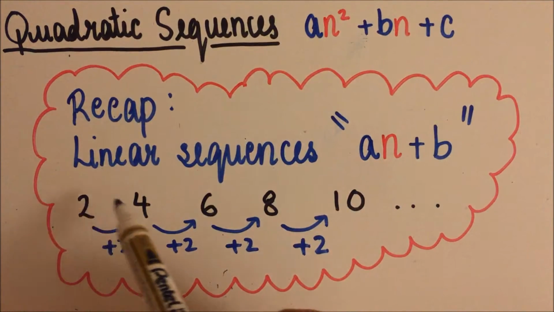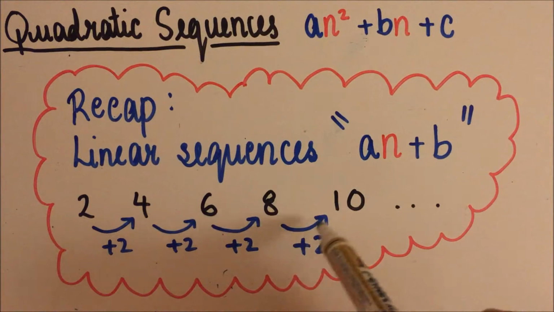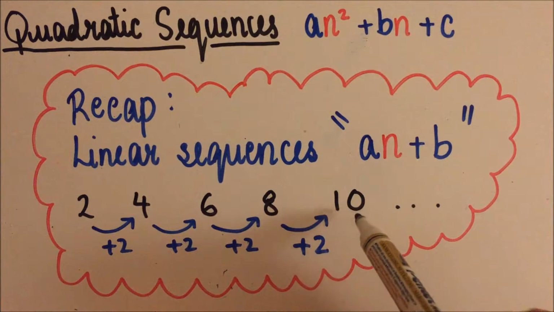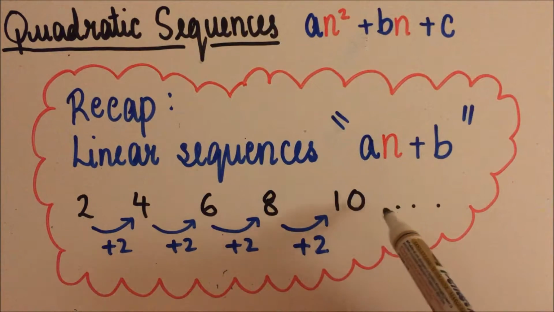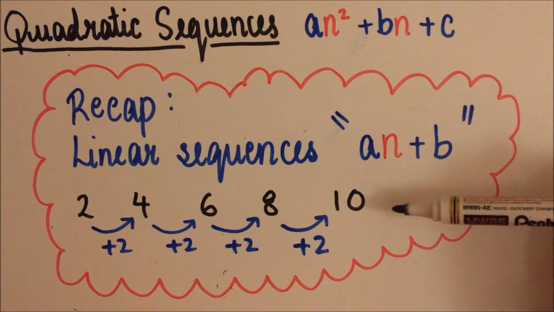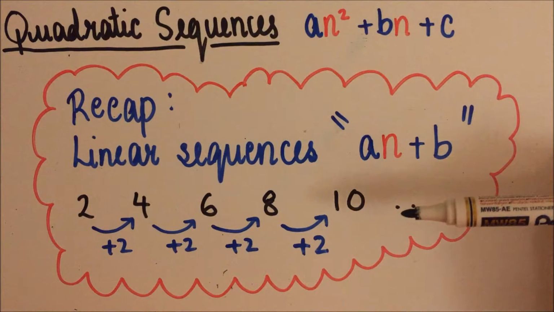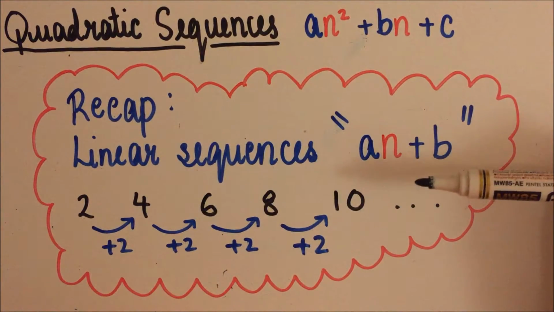To get from 2 to 4, you're adding 2. To get from 4 to 6, you're adding 2. And you're doing that every single time. So if you want to find the next term after 10, all you have to do is add 2. So 10 plus 2 will give you 12, and then you found your next term of the sequence. That's very simple. However, with quadratic it's not quite the same.